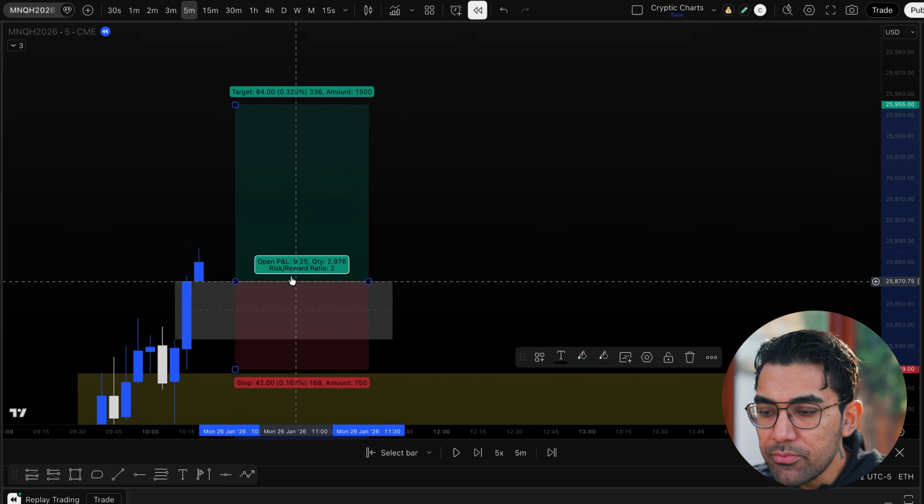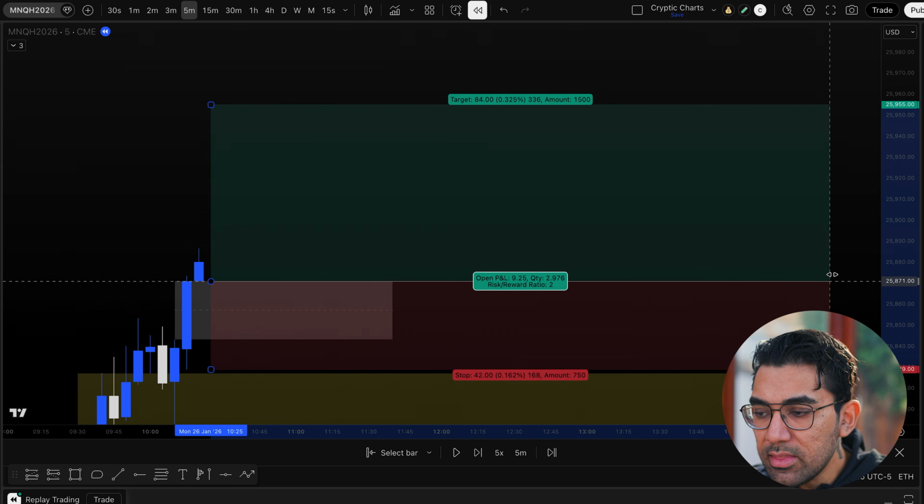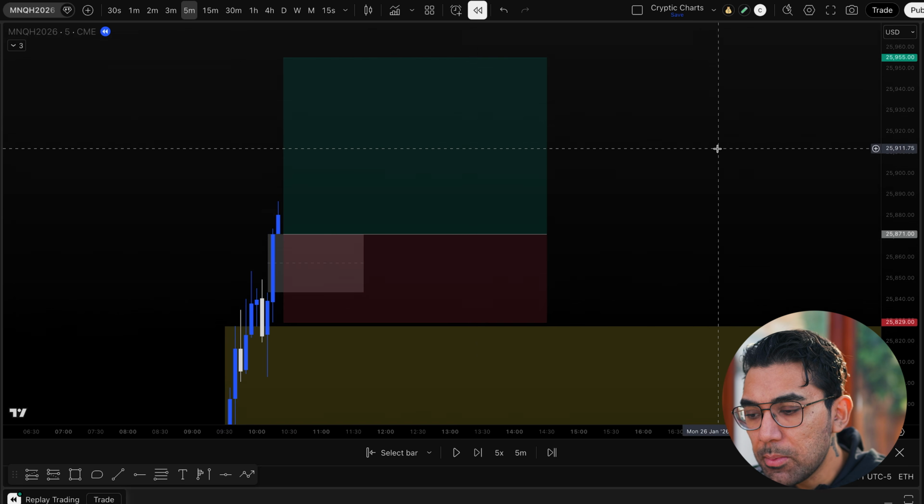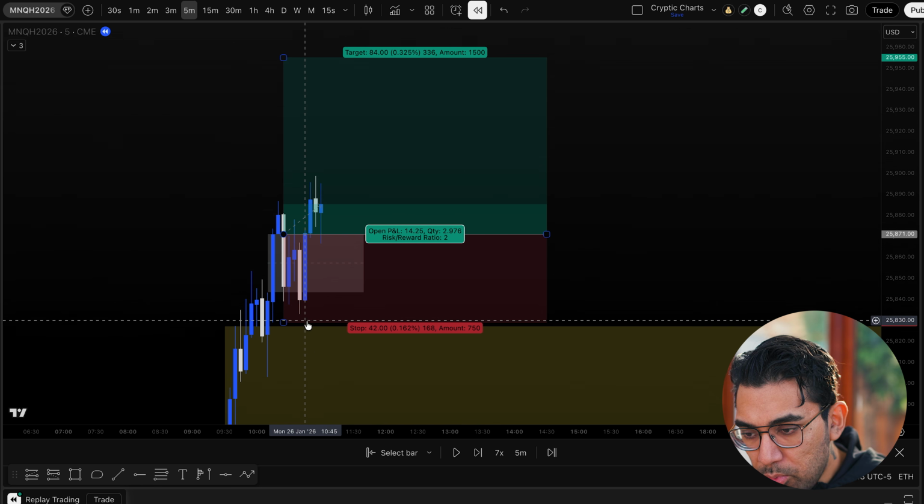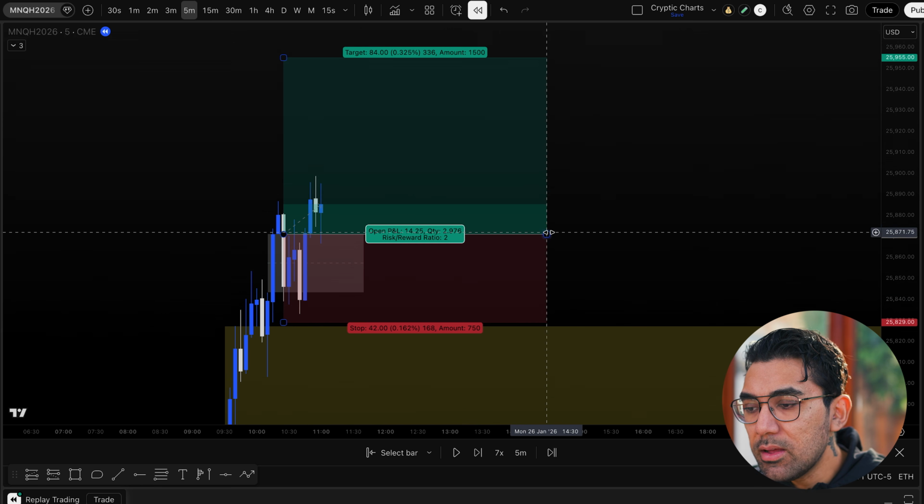So we are anticipating for price to just simply retrace into the gap and then allow us to ride the momentum to the upside. So let's take a look and see how this one plays out. All right, so we can see that price does come pretty close to our stop loss, doesn't hit it just yet. So we're still safe.